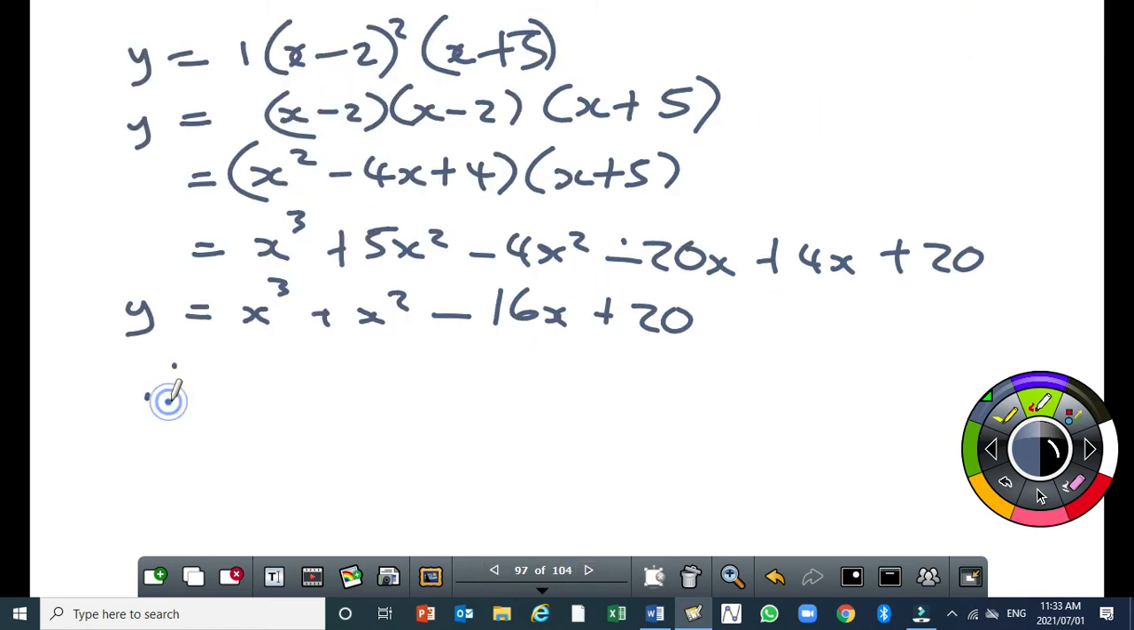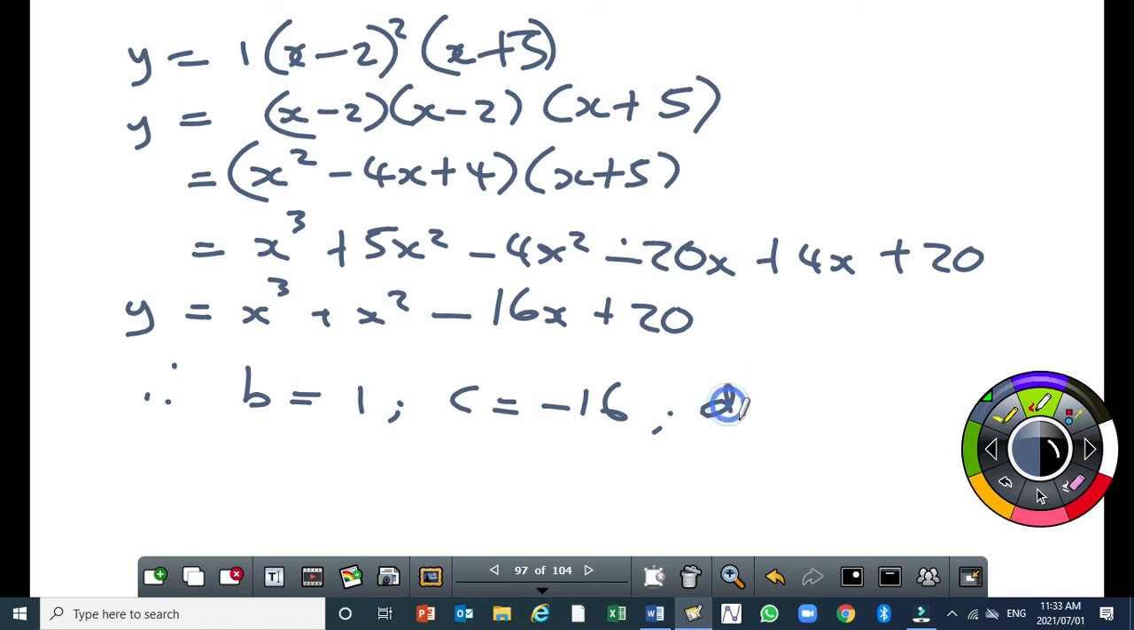So then you can say, therefore, in this case, we want b, c, and d. Our b is going to be 1, which is the coefficient of x squared. Right? C is going to be minus 16, which is the coefficient of x.